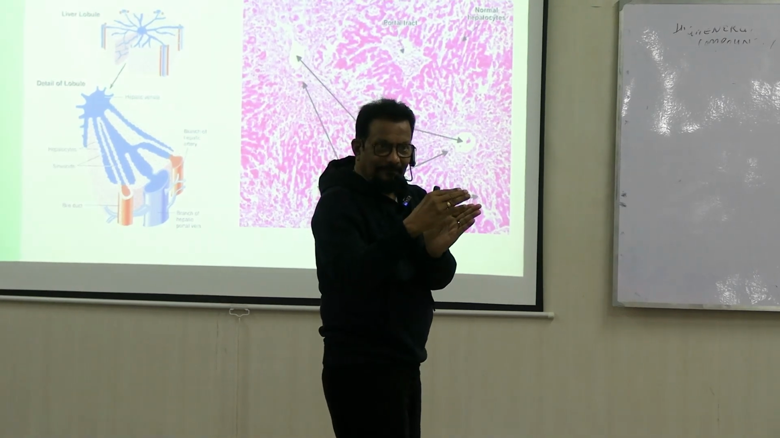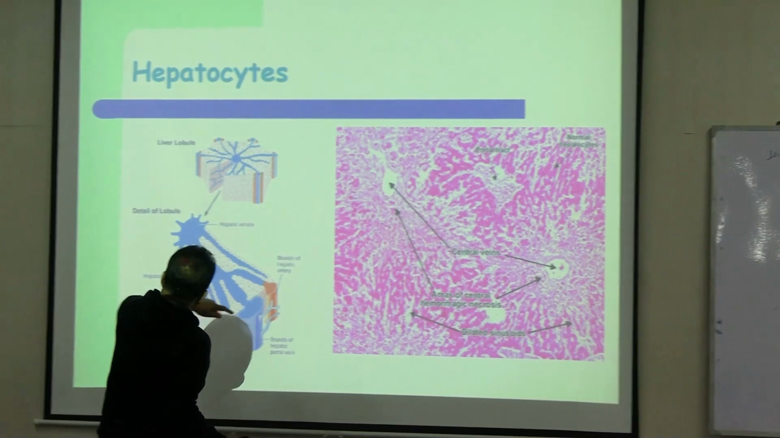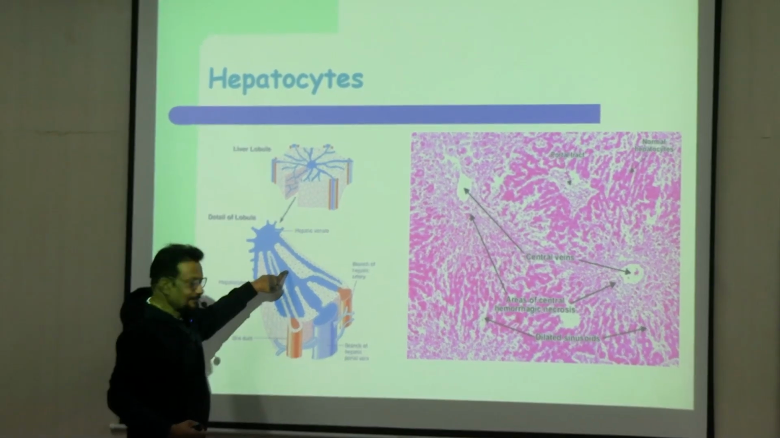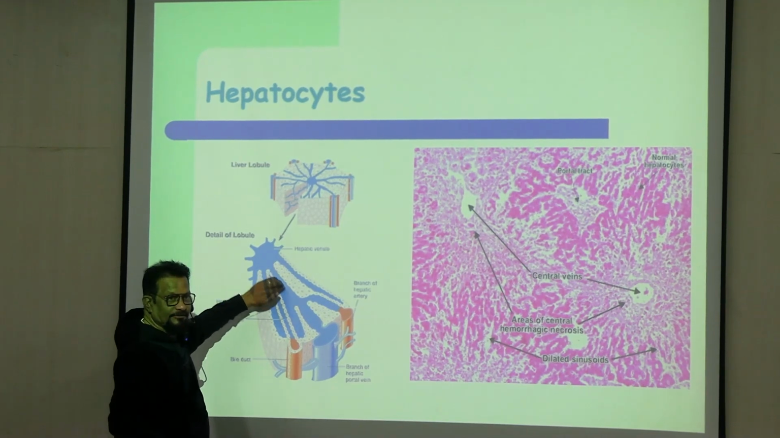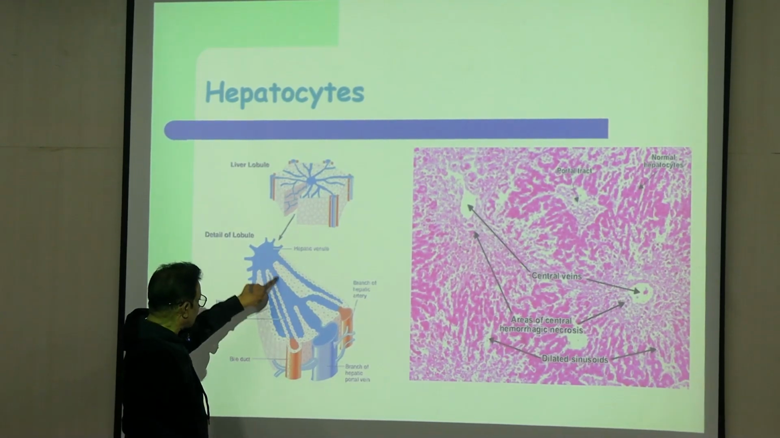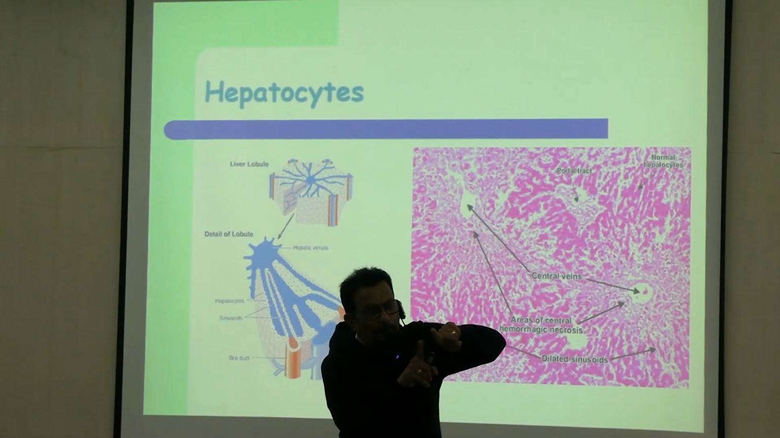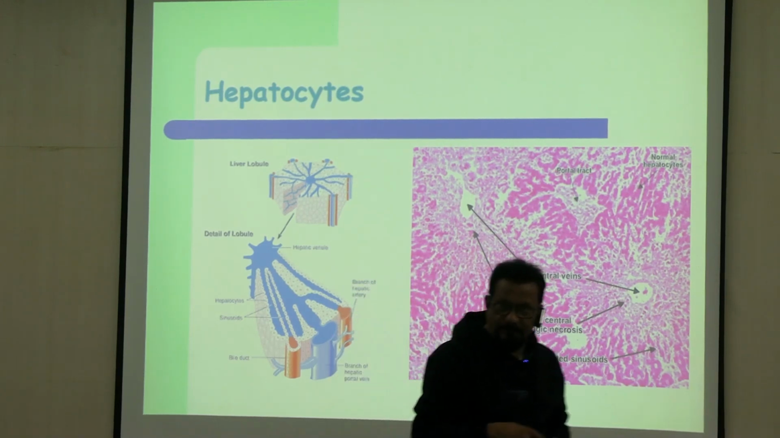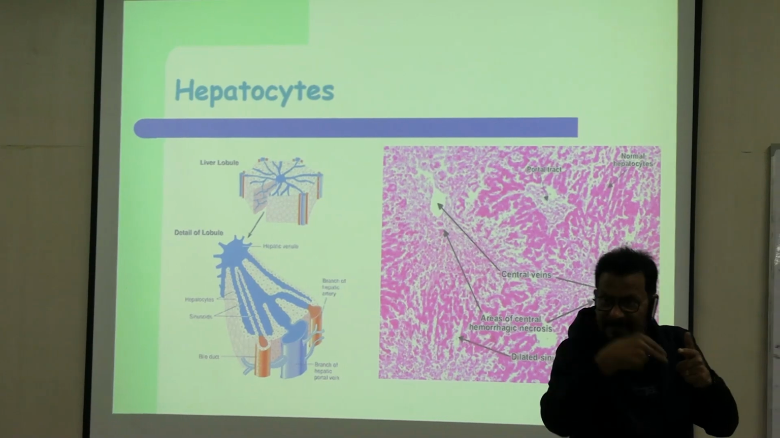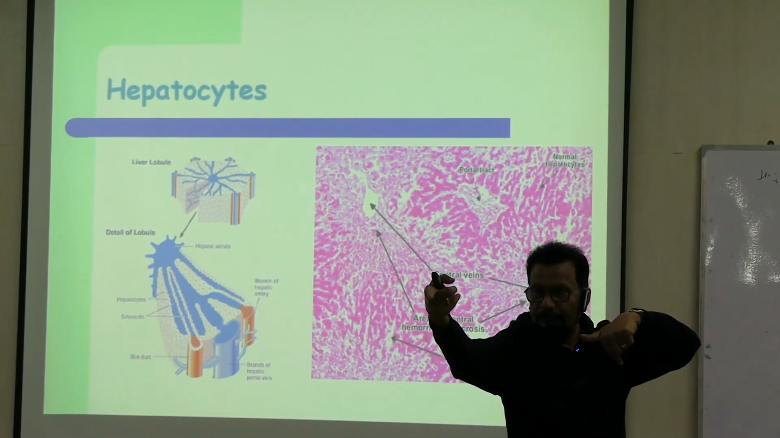Both these bloods, portal blood and arterial blood, are mixing here. What are these? Sinusoids. These tubular structures are sinusoids. Sinusoids are in between. This is one radiating column, this is another radiating column. In between, there is a tubular structure. So this blood is drained here. So arterial blood is drained here.